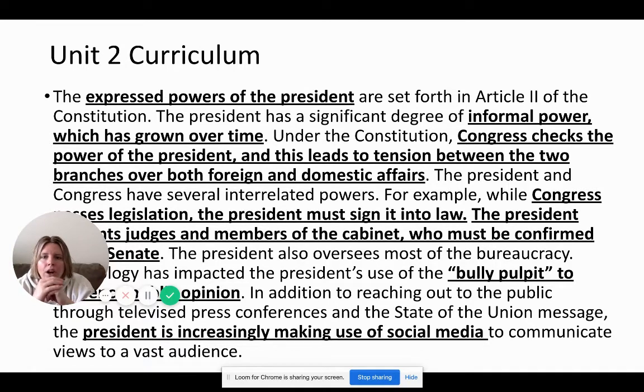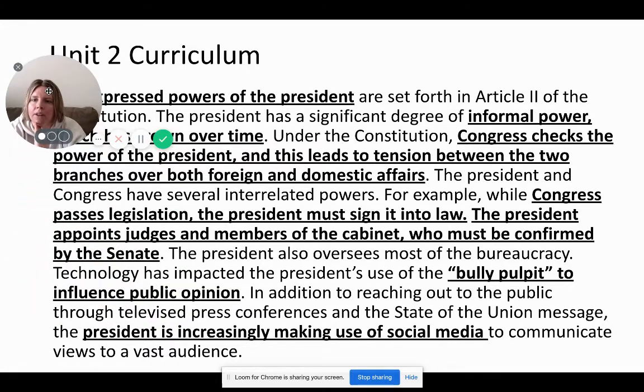Under the Constitution, Congress checks the power of the president, and this leads to a tension between the two branches over both foreign and domestic affairs. So Congress and the president fight, especially when they have ideological differences. If you've got a Senate that's Democratic and a president that's Republican, like I said, they usually will agree on the problems, but they usually disagree on how to solve those problems or the degree necessary to try to do it, quickly, that kind of thing.